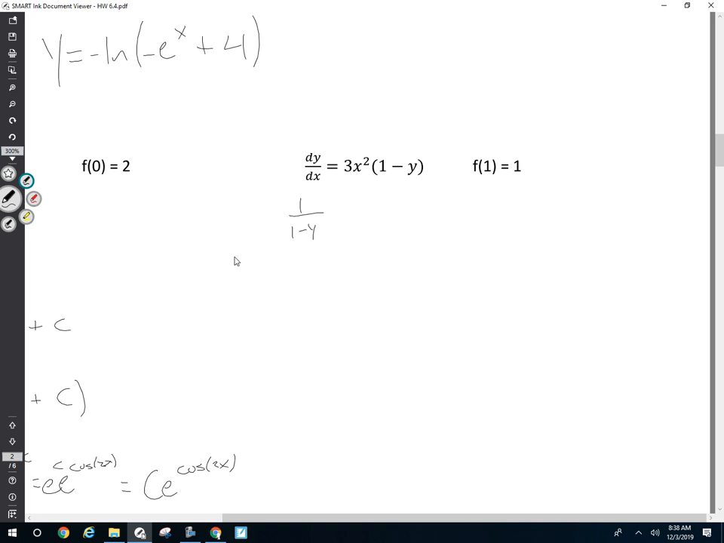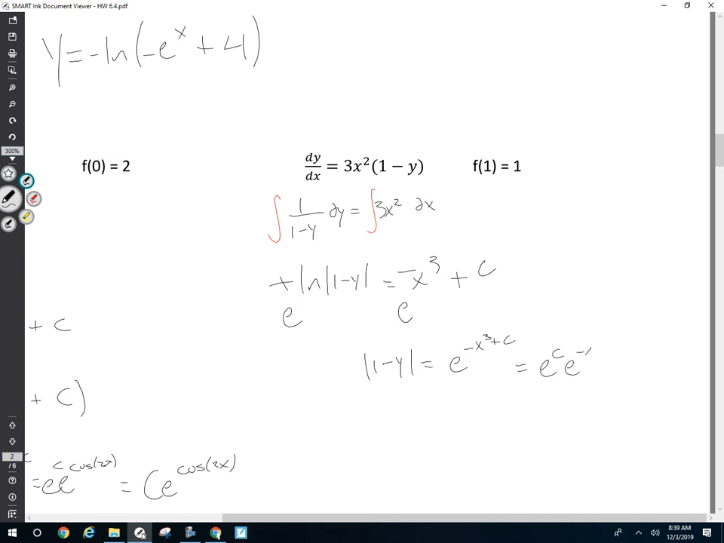Here I'm going to divide by 1 minus y, multiply by dx. Take the antiderivative of both sides. Don't forget, on the left side, it's going to be 1 minus y to the negative first. So you're going to use log, but I need a negative because of the reciprocal of the coefficient of the variable. We have x cubed plus c. Take the opposite of both sides. Take e to the power of both sides. I get absolute value of 1 minus y equals e to the negative x cubed plus c, which turns into e to the c times e to the negative x cubed, which turns into c e to the negative x cubed.